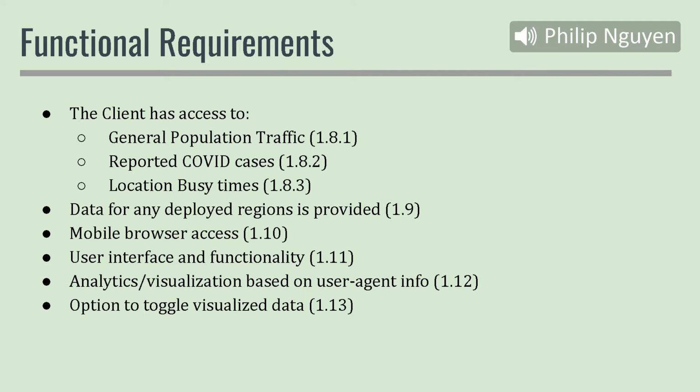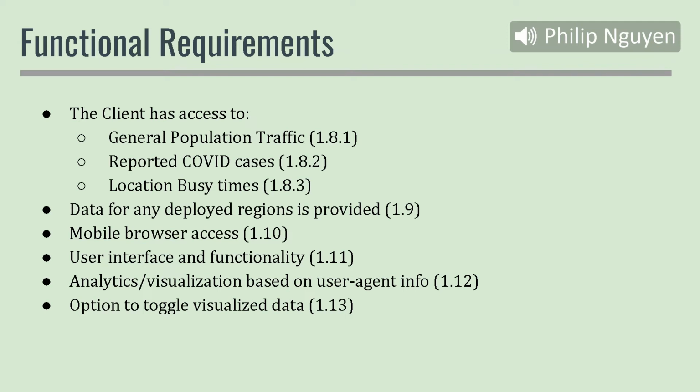The client must have access to all of the following COVID-19 data: general population traffic, reported COVID-19 cases, and location busy times. The system must be able to provide data for any location in the world. This is within our deployed regions, starting with Canada. Since our product is most likely being used by mobile phones, the client must be able to access the system via a mobile browser. The user interface and functionality must be consistent whether it's on mobile or a desktop.